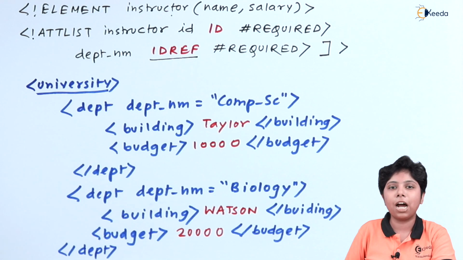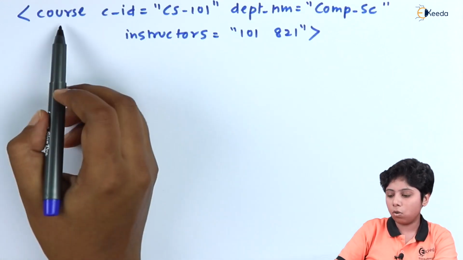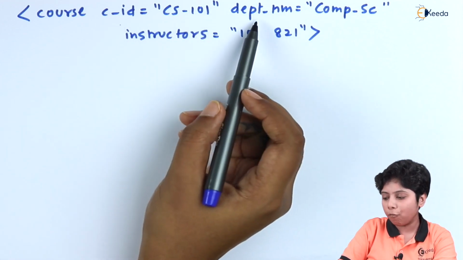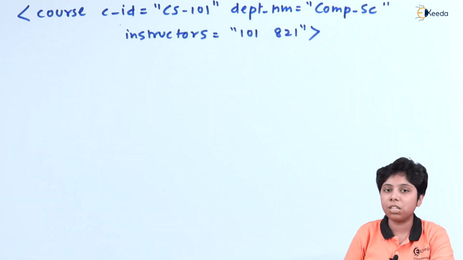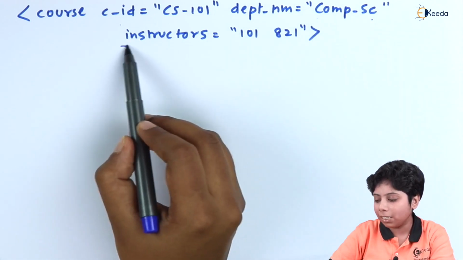Now let us see how to refer to the course relation, where we have the department name as an ID reference. Let us look at this course relation. The course, followed by the ID reference CID, is CS101, referring to the department name, that is, use the IDREF with the computer science name. And now let us look at this one.